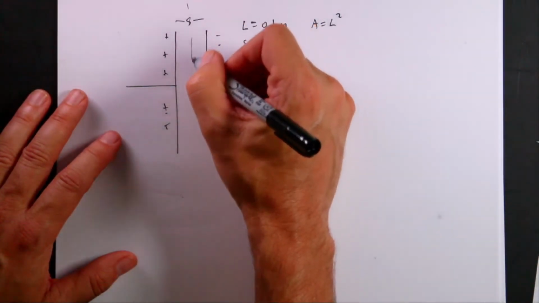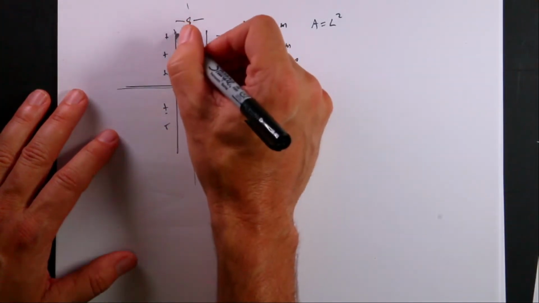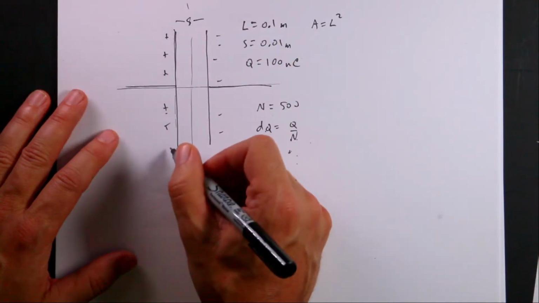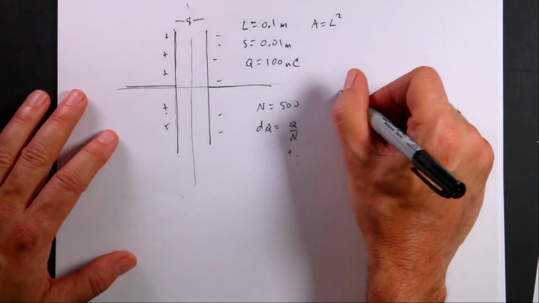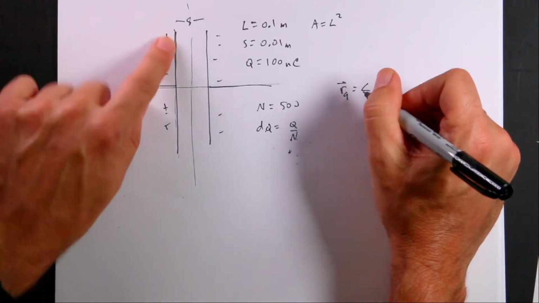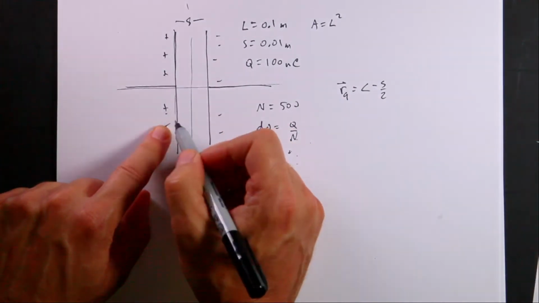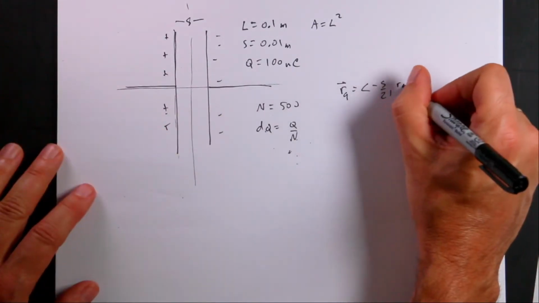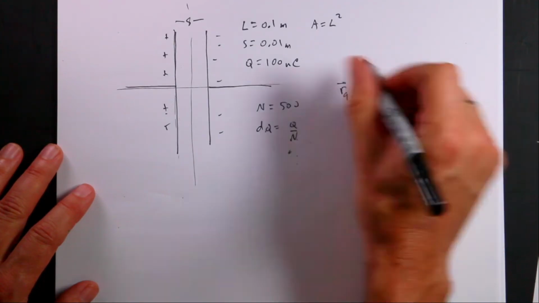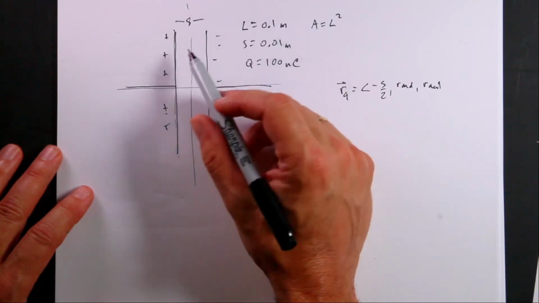If I put this as the origin, then I can say all these pieces, I'm going to randomly generate the vector location of these pieces. So the vector location r_q is going to be equal to: the x coordinate is going to be negative s over 2, right? Because I want that to be set. The y coordinate is going to be a random number. The z coordinate is going to be a random number between negative 0.1 and 0.1. So let's stay in the L.